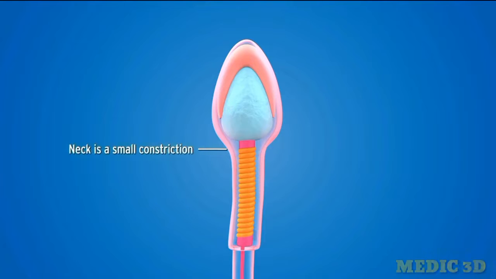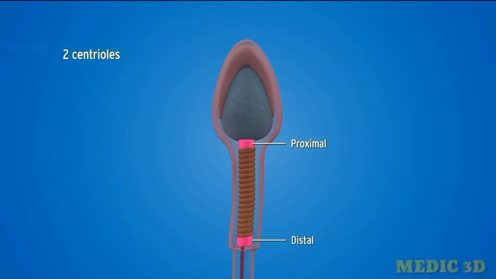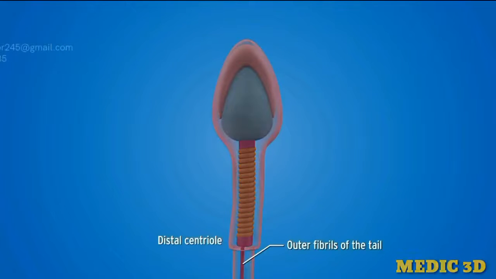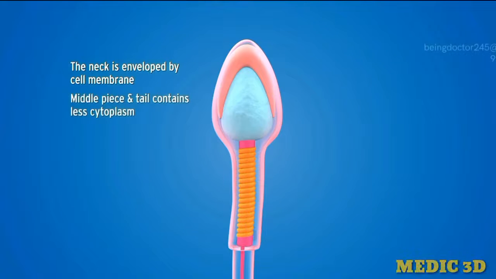The neck is a small constriction between the head and middle piece. At the posterior pole of the nucleus, two centrioles are seen, that is, the proximal and distal centriole. From the distal centriole, the outer fibrils of the tail develop. The neck is enveloped by cell membrane that is continuous with the middle piece and tail, and it contains a small amount of cytoplasm.